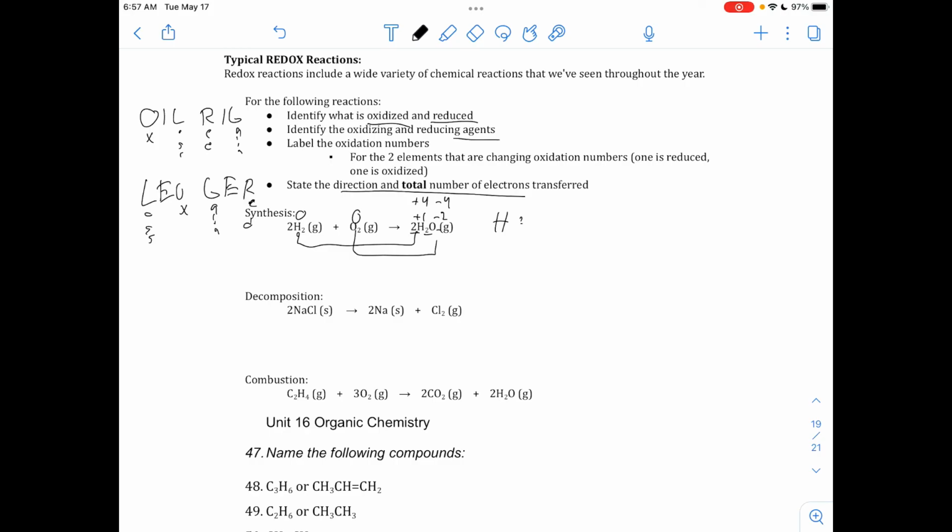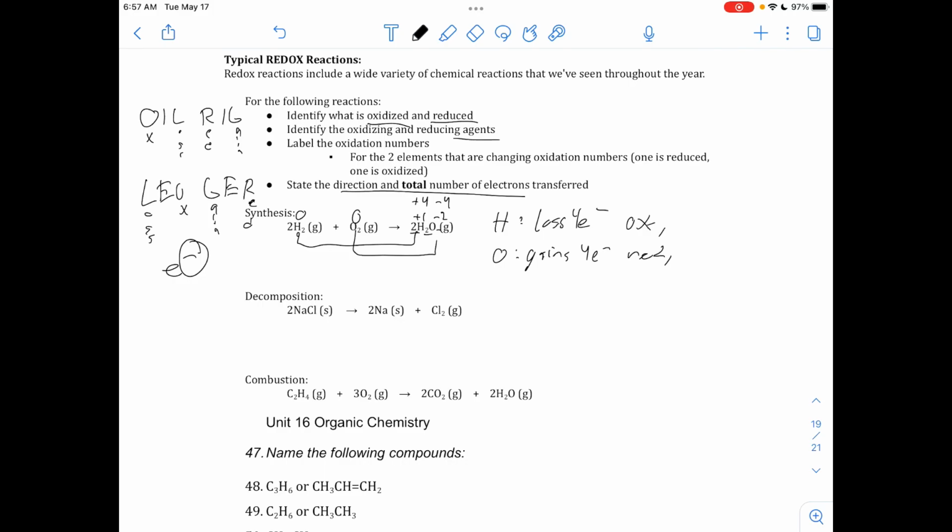So hydrogen, since it lost electrons, it became, remember, electrons are negatively charged. And so if you lose electrons, you become more positively charged. So hydrogen lost electrons, got more positive. So because it lost electrons, it is being oxidized. Okay, and oxygen gains, and I'm just going to put it down here, 4 electrons. Since it went from 0 to -4, it's being reduced.